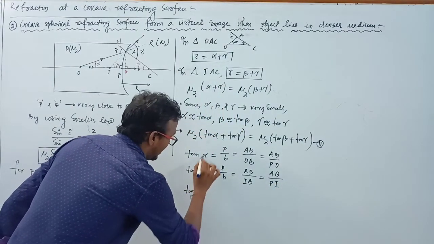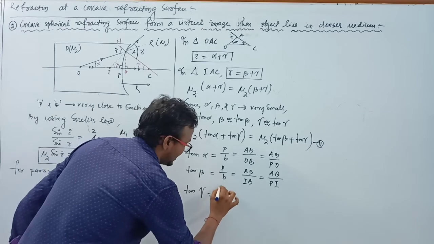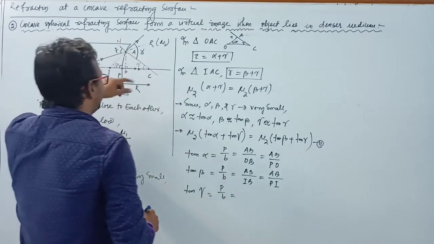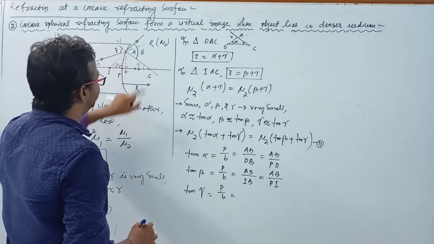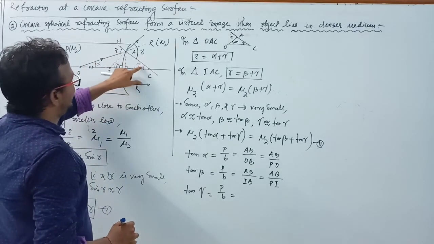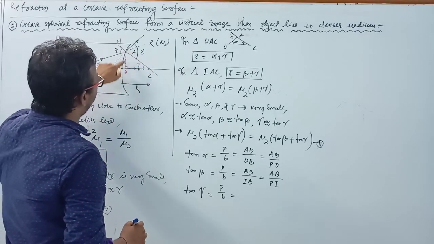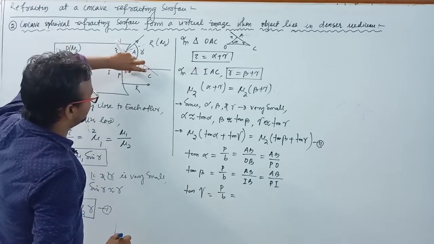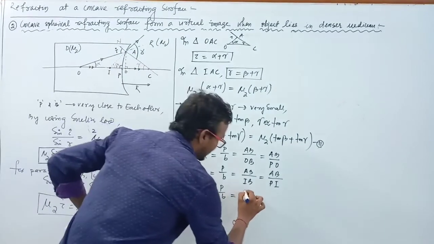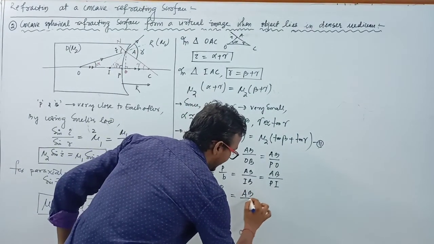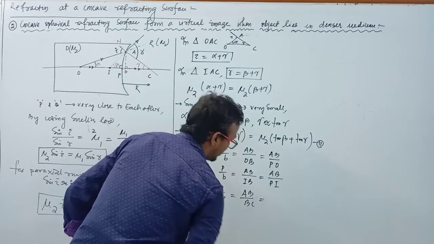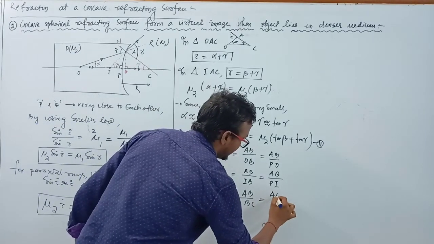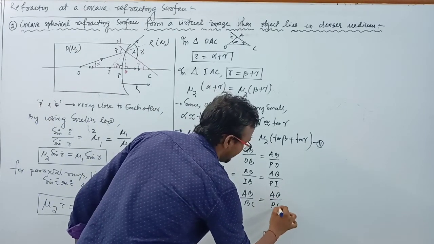And again, now tan gamma is equal to perpendicular upon base. Now look at the diagram. In this right angle triangle CAB, gamma is the base angle, AB is the perpendicular, and this side BC is the base. So you can write that tan gamma is AB divided by BC, and we can replace B in terms of P. So you can write here AB by BC.